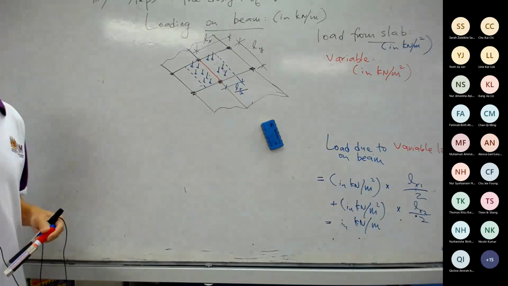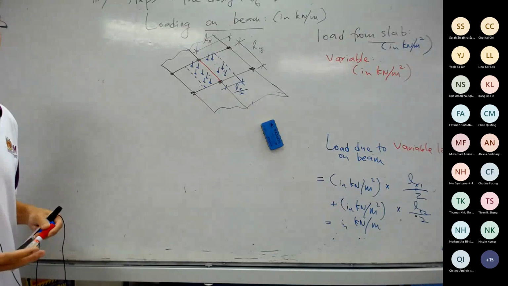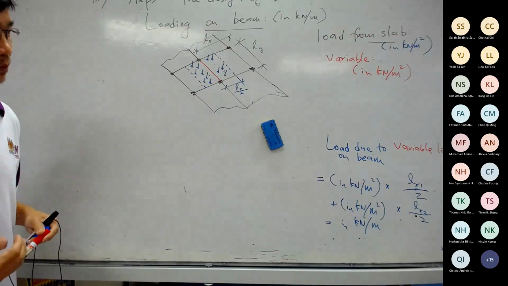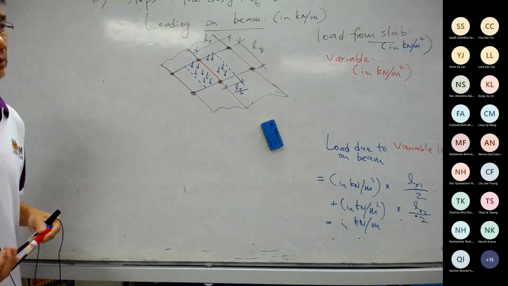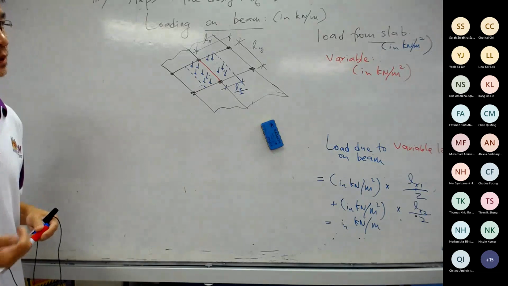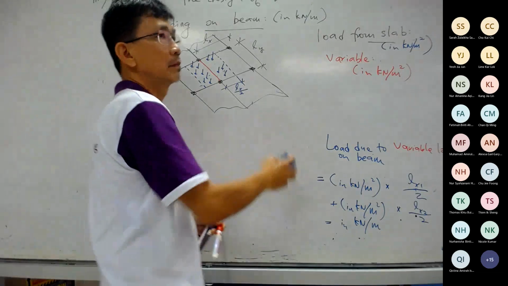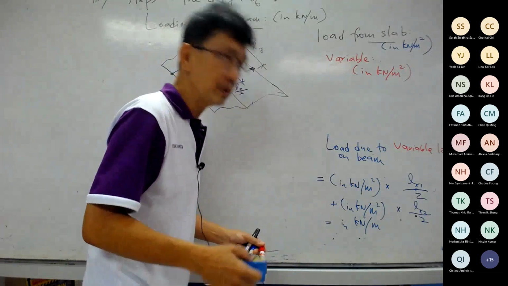So that is from the slab, settled. So you have the variable one, you have the permanent one. Next, we go to load due to the beam itself.